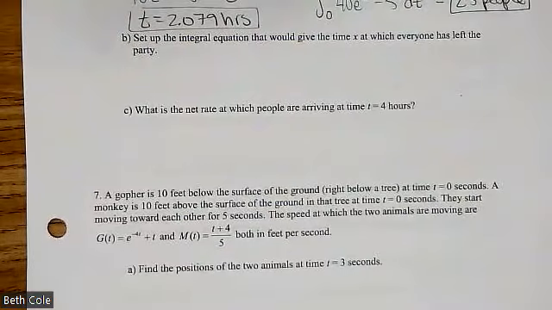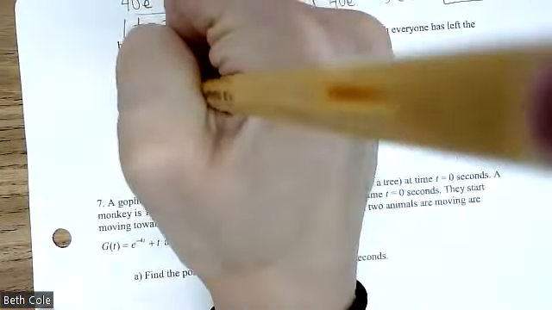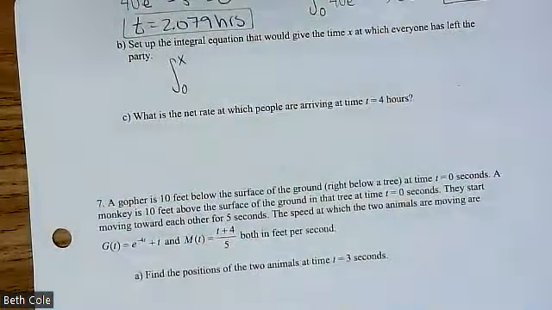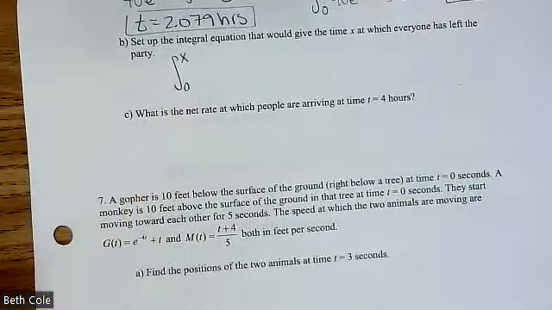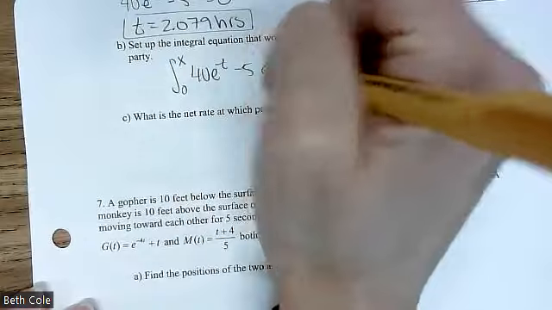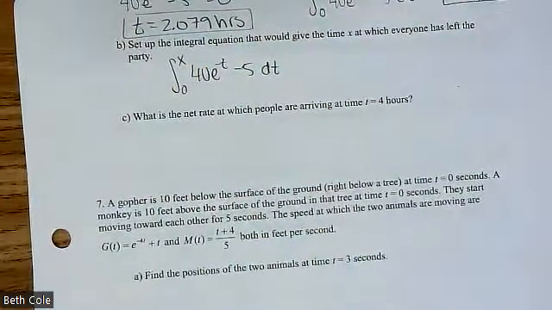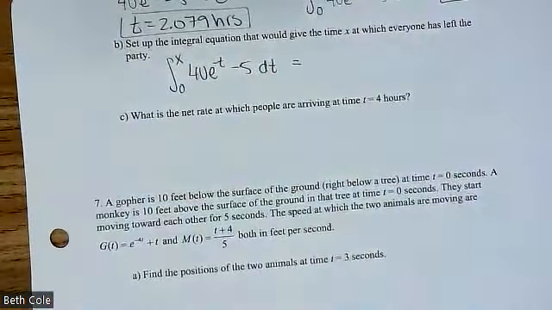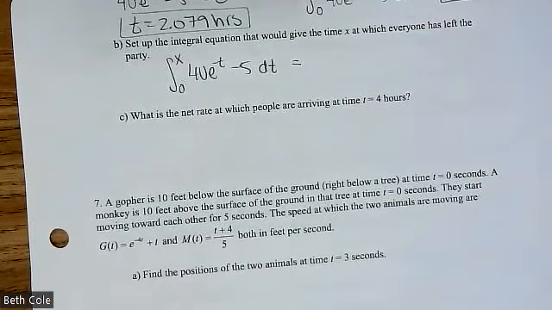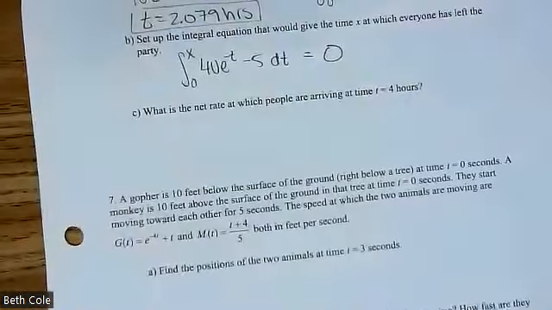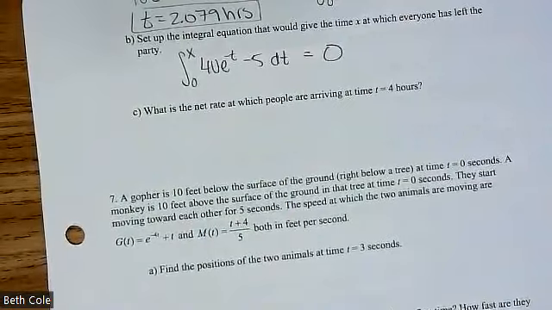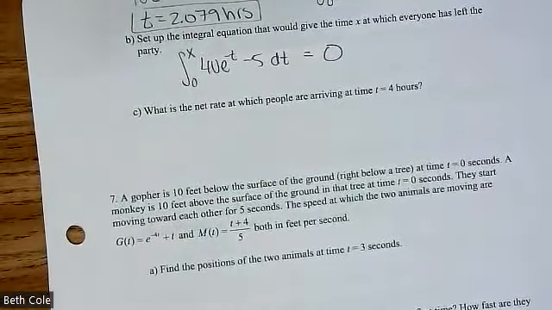B says, set up the integral equation that would give the time x at which everyone left, okay? So it's going to be an integral from 0 to x. We don't know that time, and we don't have to find it. It just said to set it up. Again, inside your integral, that's where your rates go. So it's going to be rate in minus rate out dt, from 0 to some time, we don't know when that is. And we want this to equal, because it said set up an equation, you want it to equal what? If everyone is left, 0. When do you have 0 people? I don't know. But if you solved that, that's what that would give you.